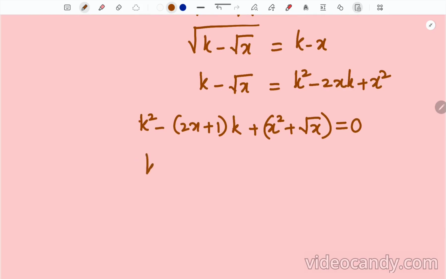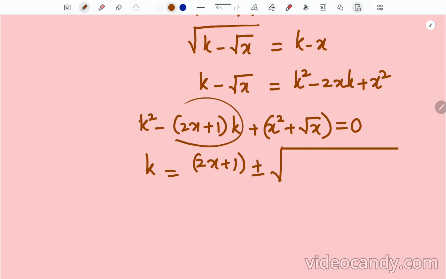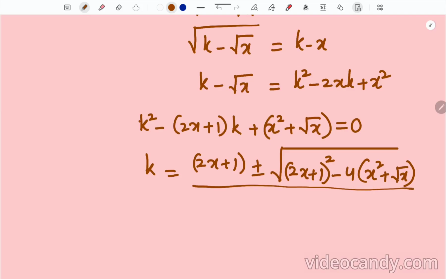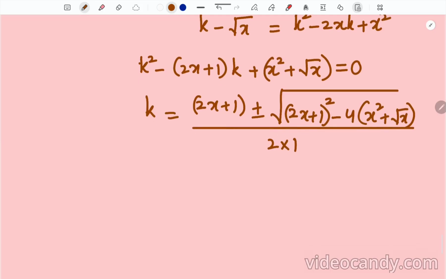That is k equals minus b, that is 2x plus 1, plus or minus root over b square. Here b is 2x plus 1. Therefore 2x plus 1 whole square minus 4ac. Here the a value is 1 and the c value is x square plus root x, all by 2a, that is 2 into the a value, which is 1 here. Okay, let us simplify this one.